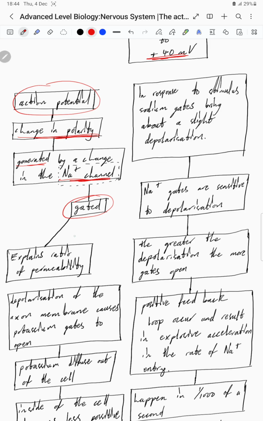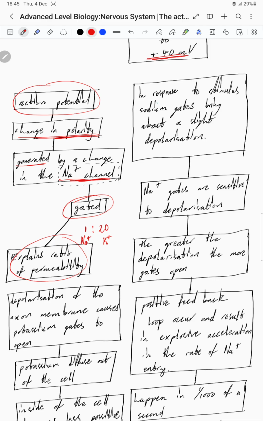That explains the ratio of the permeability which we talked about in the series on resting potential. The permeability ratio is 1:20, this is for the potassium ions, and this is for the sodium ions. So this permeability is the one being talked about. It is due to the channels being gated.